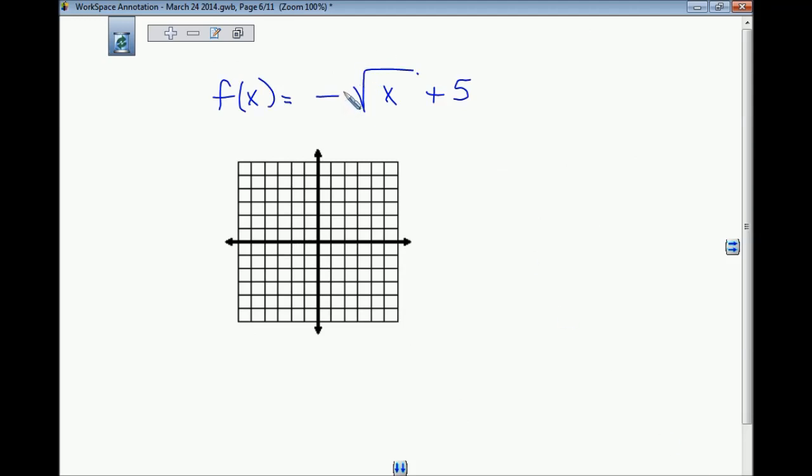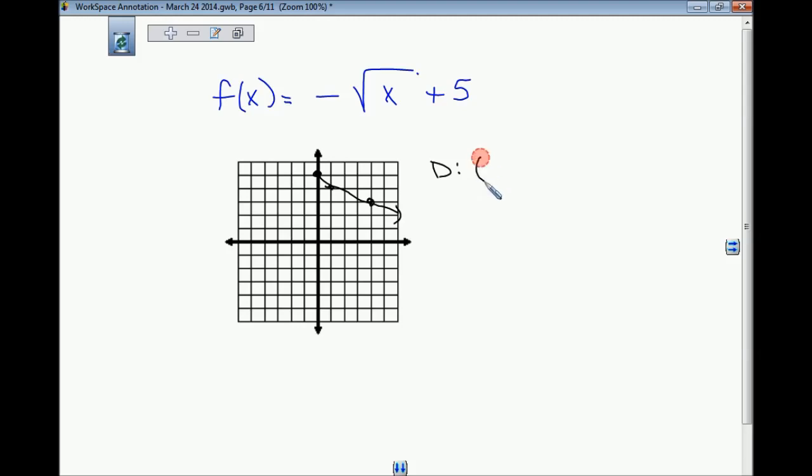What does it do? Reflects it which way? Over the x. So 1, 2, 3, 4, 5. Here we go. So instead of going over 1, up 1, we go over 1 and down 1. Instead of going over 4, up 2, we go over 4 and down 2. No biggie. Domain?